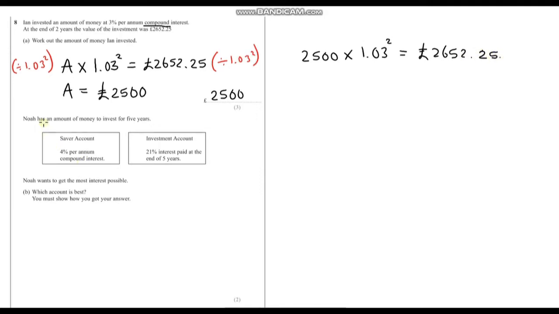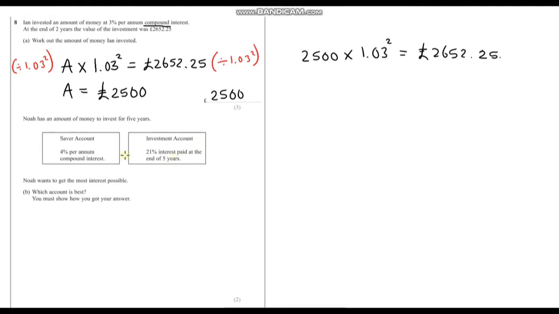£2,652.25. Okay, Noah has an amount of money to invest for 5 years, and he's got 2 possible options. Noah wants to get the most interest possible. Which account is best? You must show how you got your answer. So he can either invest in the saver account where he gets 4% per annum, or he can invest in the investment account where he gets 21% interest paid at the end of 5 years. So this is 4% compound interest each year, and this is just 21% interest at the end of 5 years.